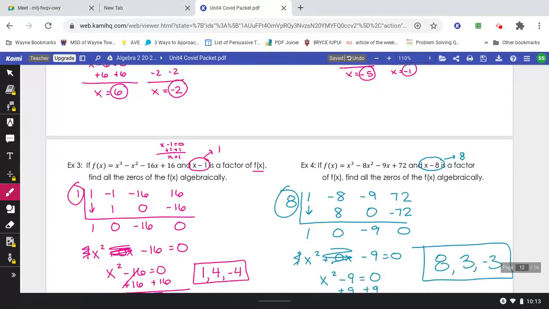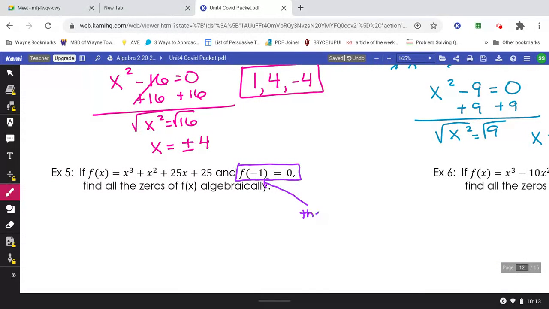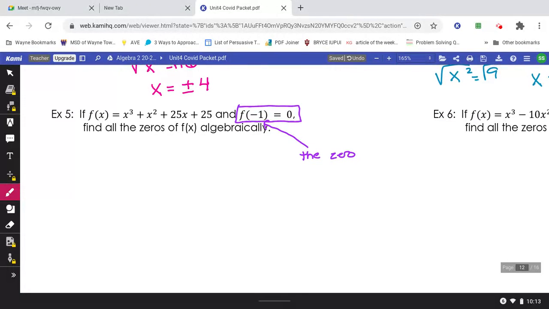That number inside the parentheses is going to be the 0. So for this problem, the -1 is going to be the 0, which means already you know one of the answers for this problem. Right. So you're going to put the -1 on the outside. You'll line up the coefficients, 1, 1, 25, 25. And you do synthetic division. Bring down the 1, multiply the outside number times the bottom, and then add the inside numbers to get 0.